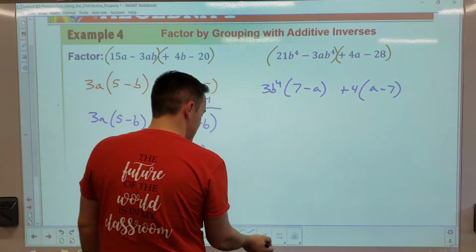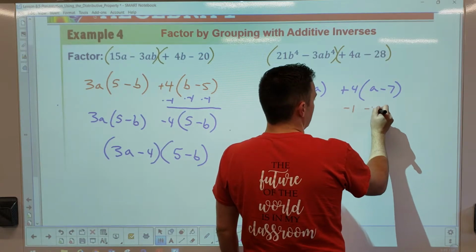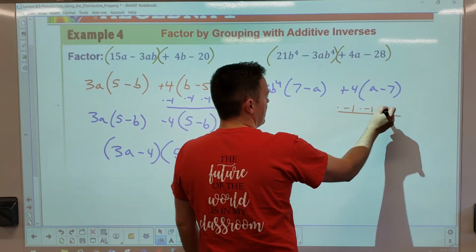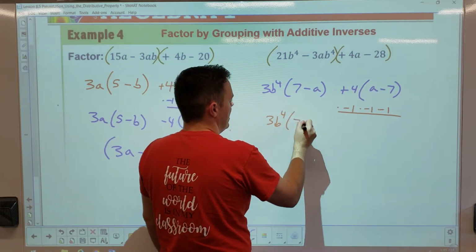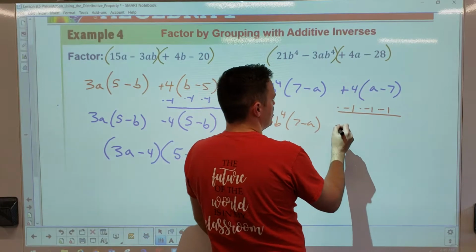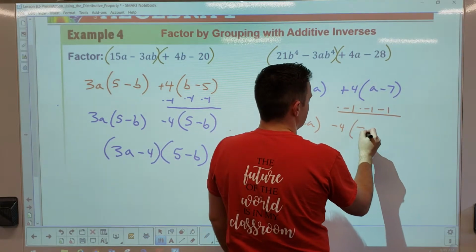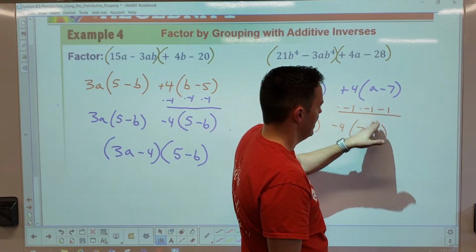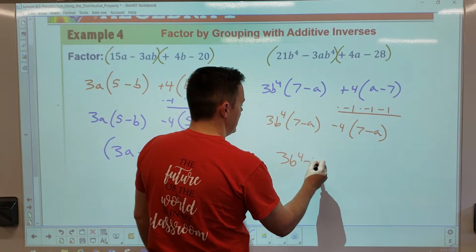If you multiply this back half here by a -1, you would end up getting 3b4, 7 minus a, and then this turns into a -4, and then these would switch, where it'd be 7 minus a, because positive 7, negative a setup, so your answer would be this.